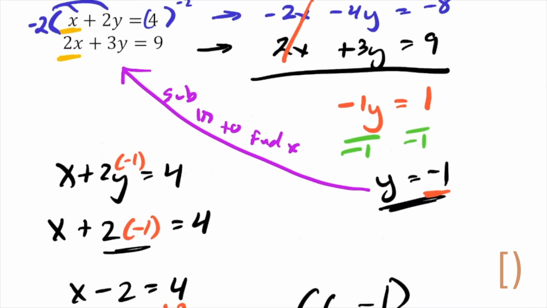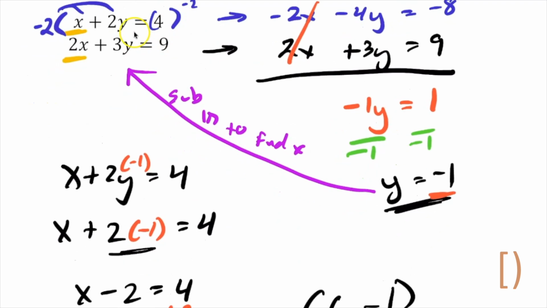That's the general idea of how to do elimination, right? It's not always going to cancel out right away. You have to make it cancel out. And the way you do that is you multiply the top row or the bottom row, or sometimes both rows, to make one of the variables cancel out. And then from there, you treat it like normal.